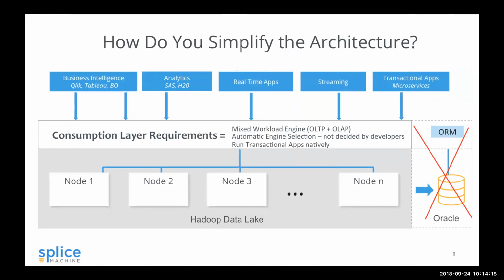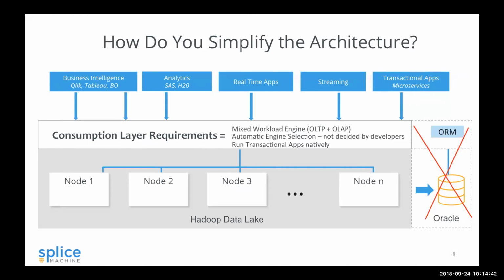So if you had a single engine that could run mixed workloads, be it OLTP and OLAP, right? Then what you could do is run your transactional applications or microservices directly against the data lake without having to offload this using an ORM or some other mechanism to an external database. And you could also run analytics directly.